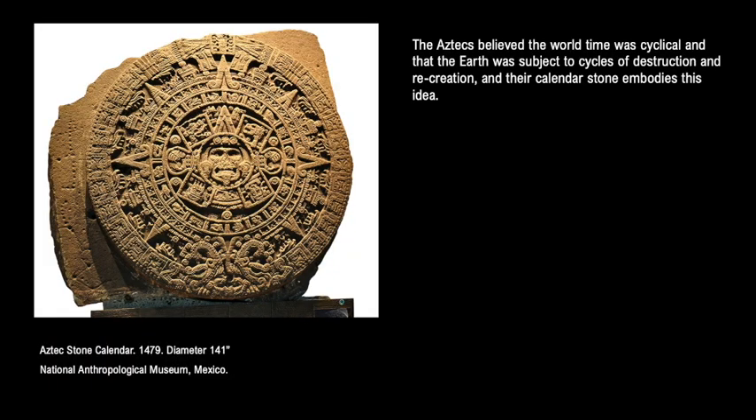The Aztecs believed time was cyclical and that the earth was subject to cycles of destruction and recreation, and their calendar stone embodies this idea. At the center of this stone is the face of the sun god representing the present world, surrounded by these four little rectangular compartments that each represent one previous incarnation of the world. The stone's round shape symbolizes the circular nature of time.